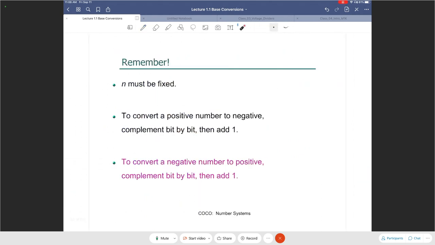A few things that we need to all keep in mind when you are dealing with 2's complement numbers: the number of bits must be fixed, explicitly talked about. To convert a positive number to a negative number, you complement bit by bit, then add 1 to it. To convert a negative number to a positive number, complement bit by bit, then add 1 to it. Same procedure, but for positive numbers, you don't even have to do this. You can just use sign magnitude representation for 2's complement, because the definition and the sign magnitude representation are consistent for positive numbers.